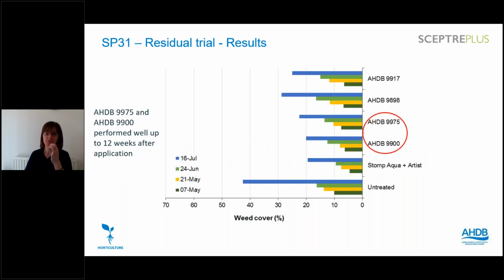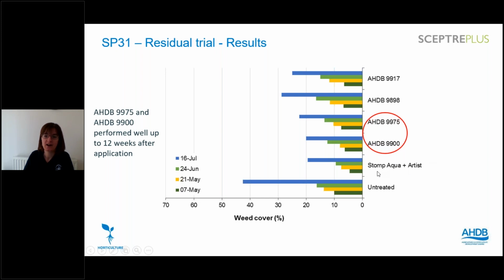So if we look at that on a graph, what you're seeing here is percentage weed cover along the bottom with the products going up on the right-hand side. The very dark green bar is the very first assessment. So this was 2 weeks after treatment application. So you can see that in the untreated, we're up to about 10% weed cover. And then all of the other products round about probably 5 to 8%.